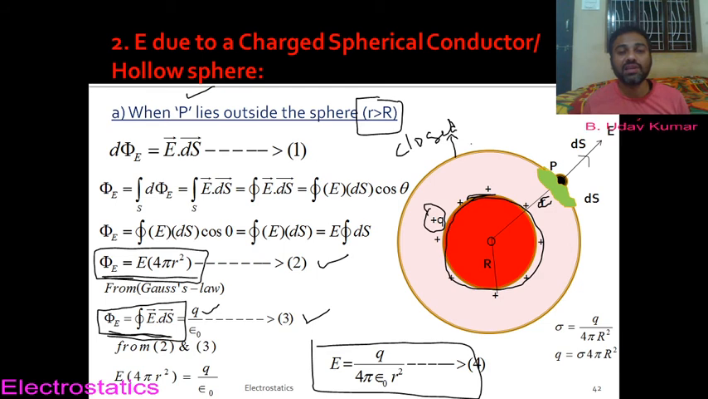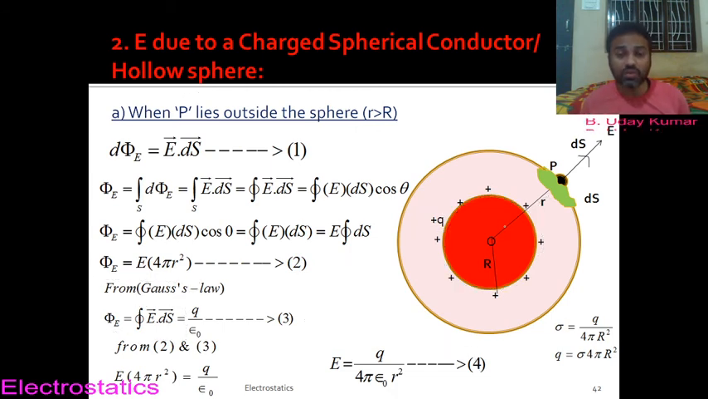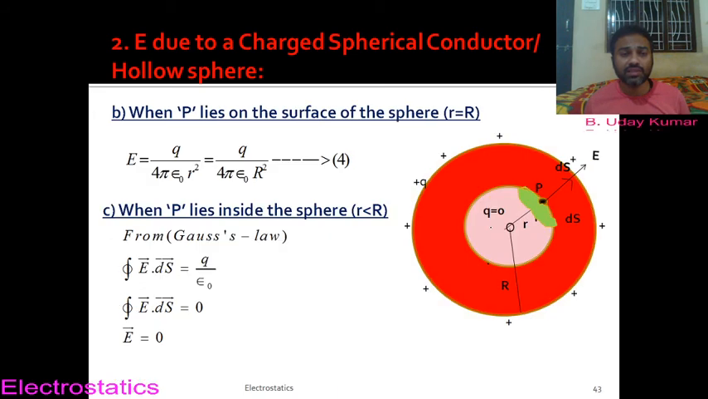So this is the first case that we have done. In this slide we have found the electric field intensity due to a charged spherical conductor at a point P outside the sphere, outside the spherical conductor. Now you can find the electric field intensity at two more points. One is if this point P lies on the surface, and the other is if this point P lies inside the surface, what will be the electric field intensity? Those things we also try to find. So let us move on to our next slide.